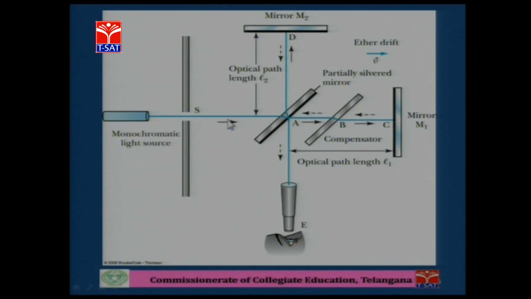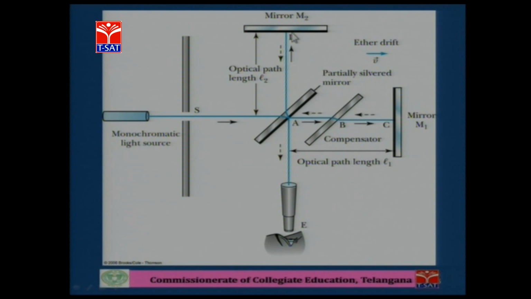The light wave incident on that comes from the source of monochromatic wavelength, so it has a single wavelength, let it be lambda. Now the light ray falling on this semi-silvered glass plate, as it is semi-silvered, is partially reflected, as shown here. It is reflected towards a mirror M2.